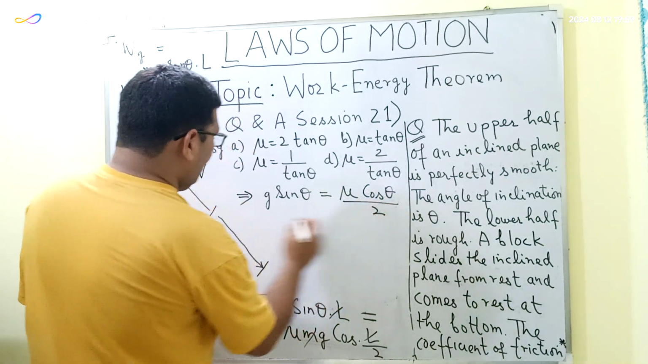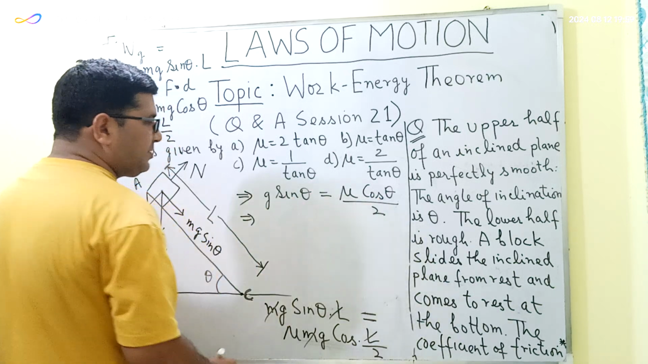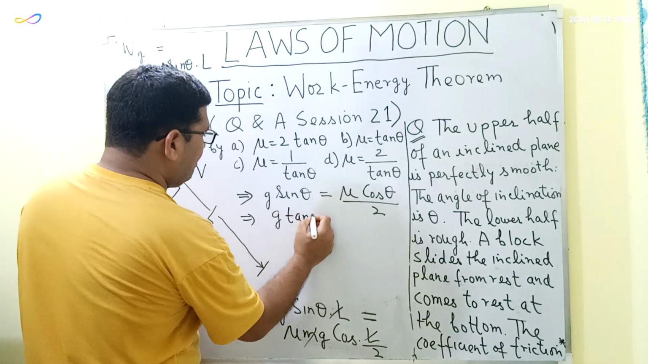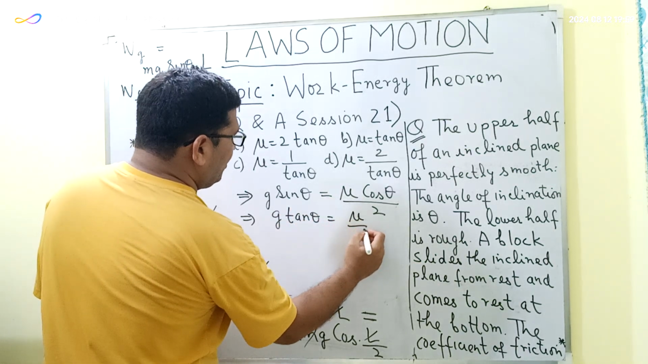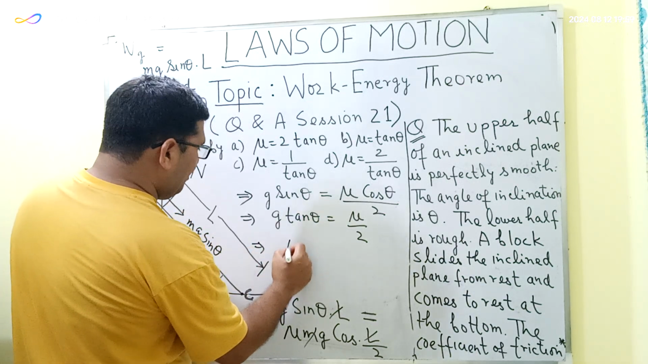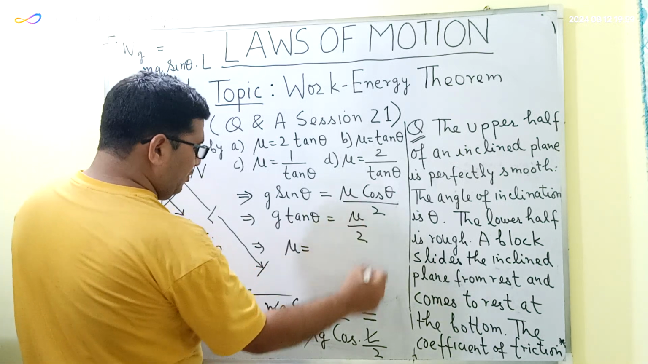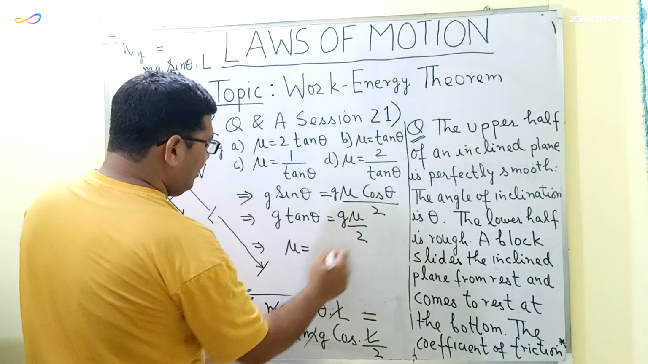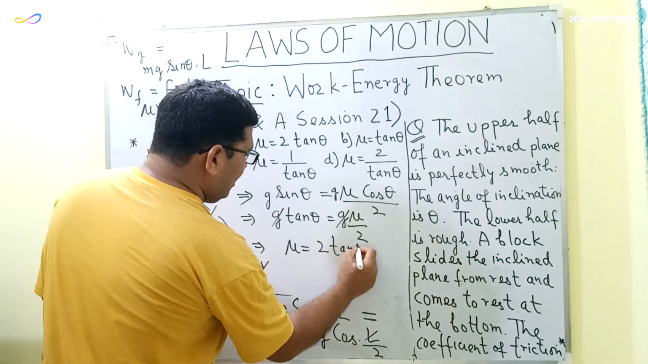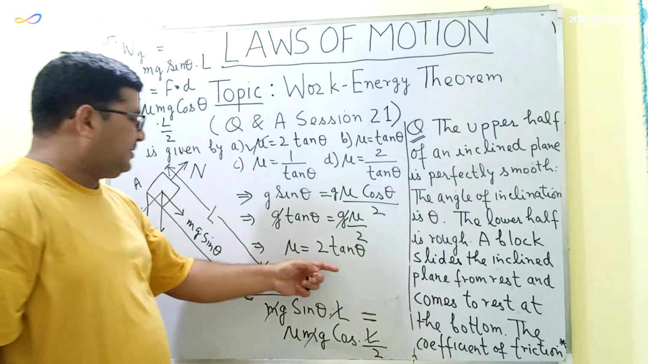We divide this equation on both sides by cos theta, so I will get g tan theta equal to mu g upon 2. From here g and g will get cancelled out, so we can say mu will be equal to 2 tan theta. So the correct option here is A, that is mu is equal to 2 tan theta.